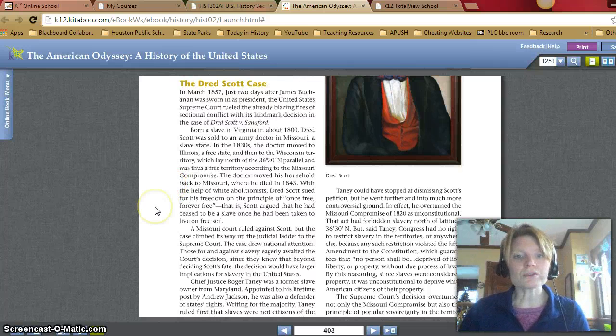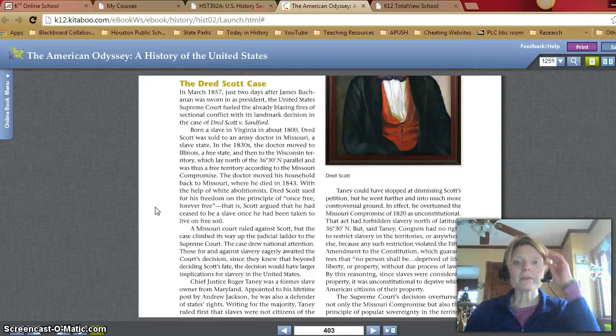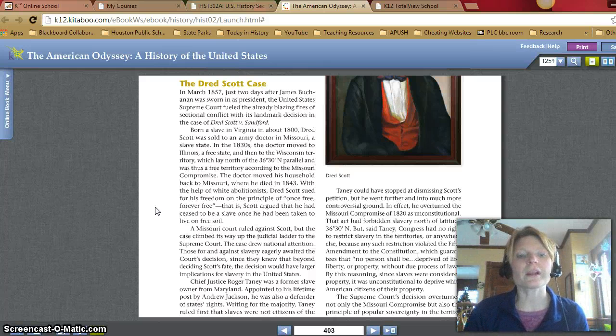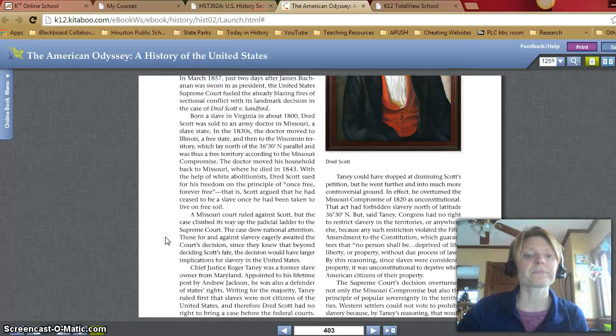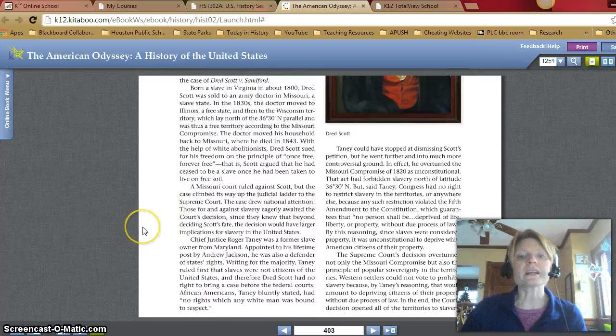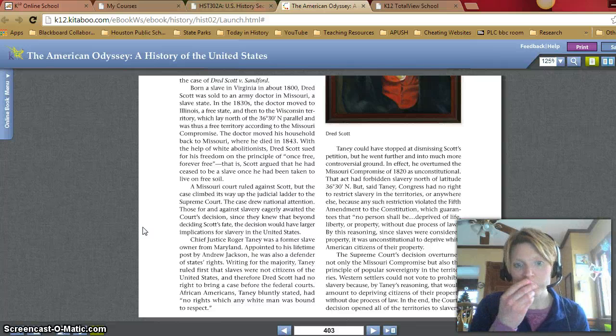The doctor moved his household back to Missouri, where he died in 1843. With the help of white abolitionists, Dred Scott sued for his freedom on the principle of once free, forever free. That is, Scott argued that he had ceased to be a slave once he had been taken to live on free soil. A Missouri court ruled against Scott, but the case climbed the judicial ladder to the Supreme Court. The case drew national attention.